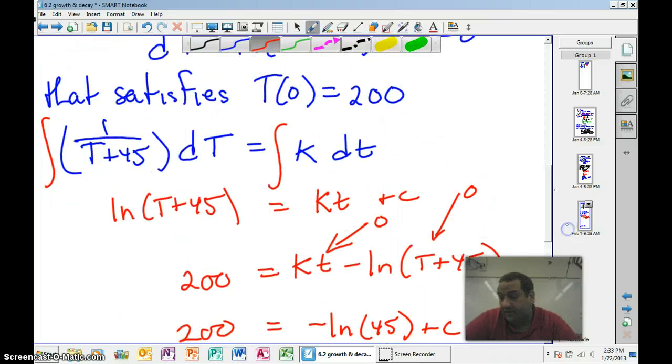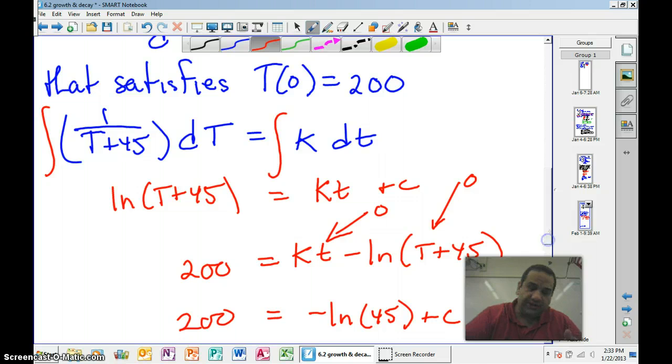Anyway, that's 6-2. There's not much to it. It's a lot of this. The main gist is separating the variables and then doing the integrals.